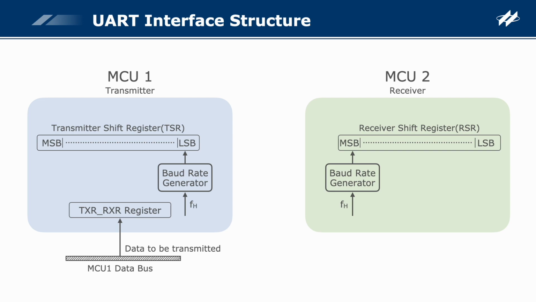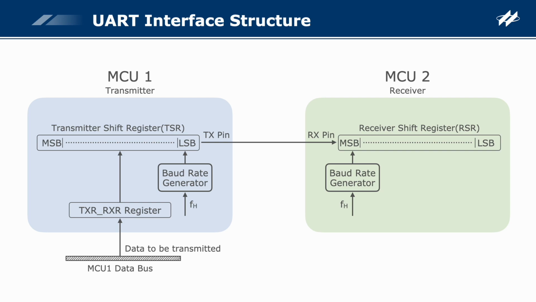Actually, when two MCUs communicate with each other, the data transmitter needs to write the data to the TXR_RXR register. Then the data is transferred to the transmitter shift register, TSR. Under the control of the baud rate generator, the data in the transmitter shift register TSR is sent out bit by bit through the TX pin, in the order of low bits first and high bits last.